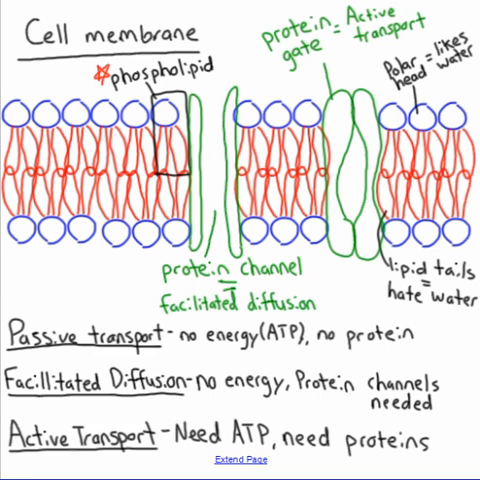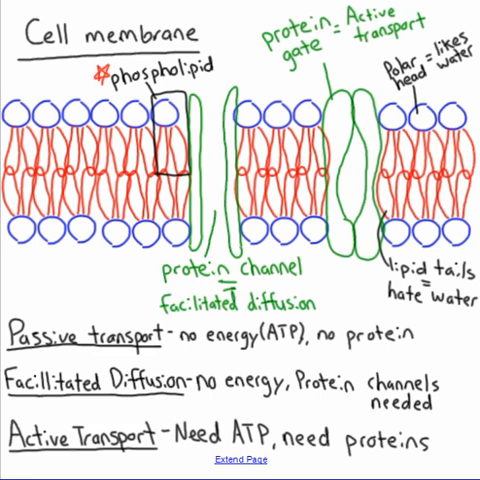So a big role of the cell membrane, besides just creating the barrier with that phospholipid, is regulating or choosing what goes in and what comes out. So there are different ways that things can move across the cell membrane. The first is passive transport. With passive transport, things are going to diffuse across the cell membrane. So there is no energy needed and there are no protein channels needed.